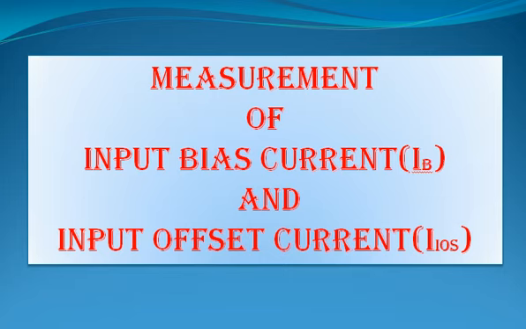In the previous video, we have seen how to measure the open loop gain, what circuit is used, and also the procedure that is required in order to calculate the open loop gain. Now, in today's video, we are going to see the other two parameters of op-amp measurements, that is, one is the input bias current and the second one is the input offset current.